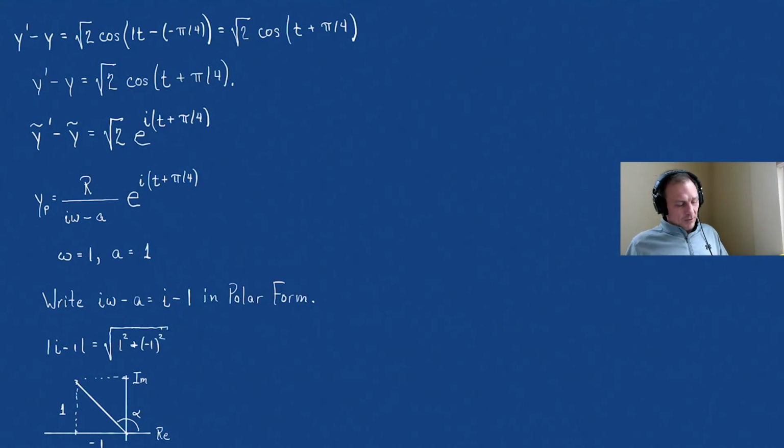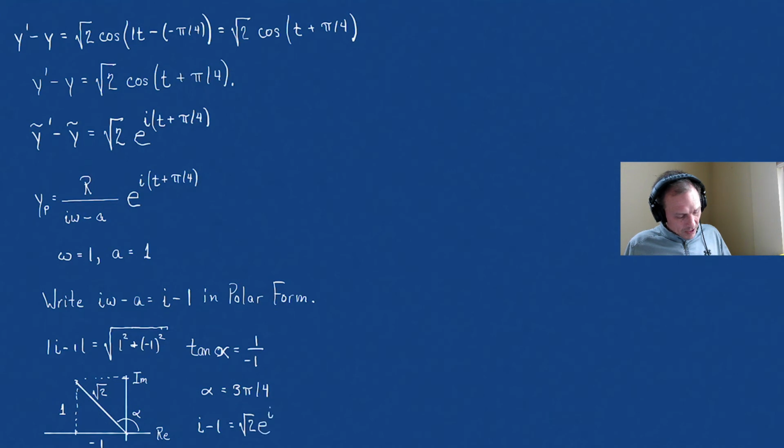Okay, well, what does this give us? This gives us the square root of 2, and we also know that the tangent of alpha is equal to the opposite over the adjacent. And you can see what alpha in this case is going to be: 3 pi over 4. So in polar form, what we have is that i minus 1 is equal to the square root of 2 e to the i 3 pi over 4.